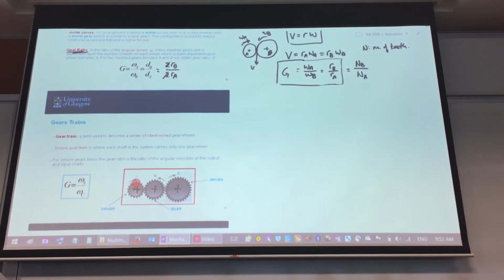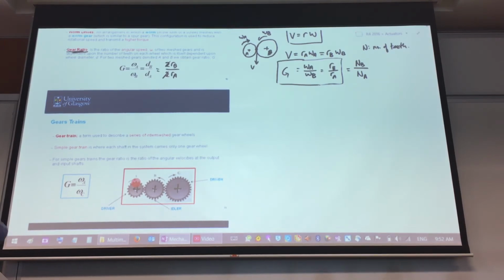Some students actually wonder, why do we drive the small one? Can't we sometimes drive the big one? If you drive the big one, that means the smaller one will move faster or slower? Faster. Will move faster, right? In our world, usually we want to slow down things because your motor is already moving quite fast.